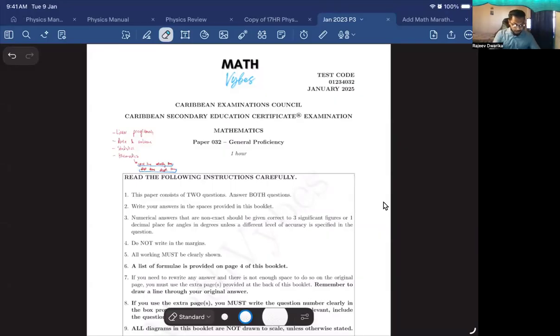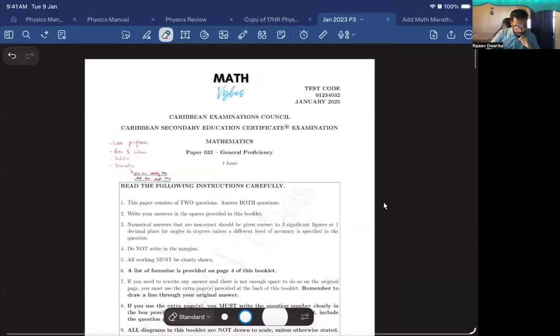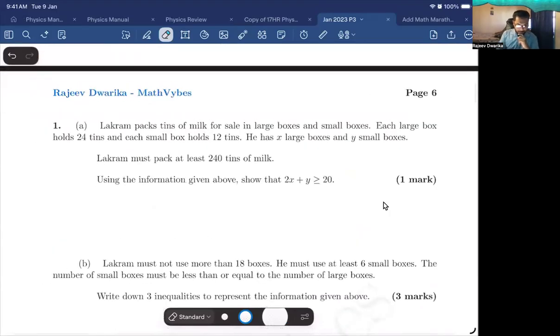And if you're doing a paper 3, by the way, these are the main topics you need to remember: linear programming, area and volume, statistics, and kinematics. Have those topics locked in. So Darius, let's not dilly-dally. Read the first question for me.